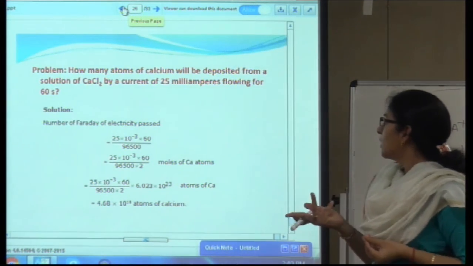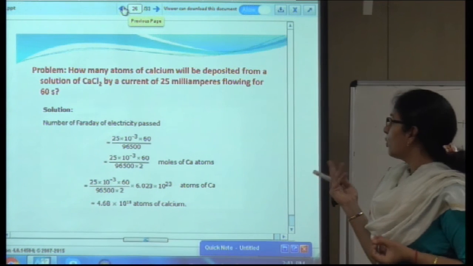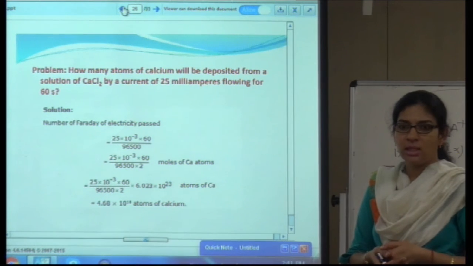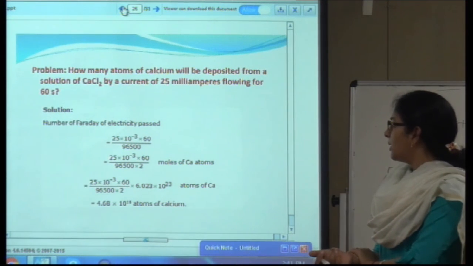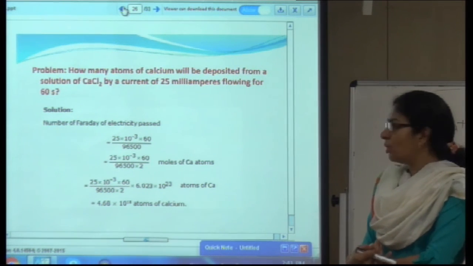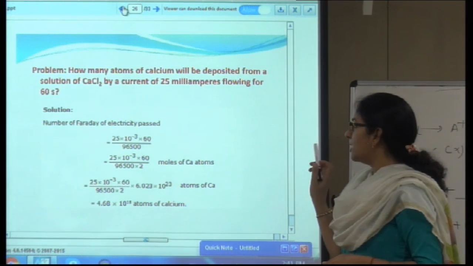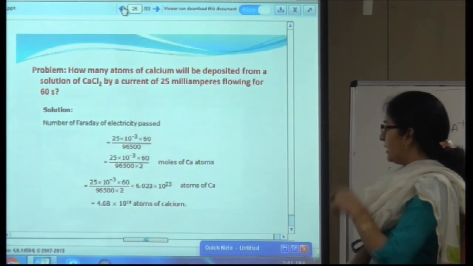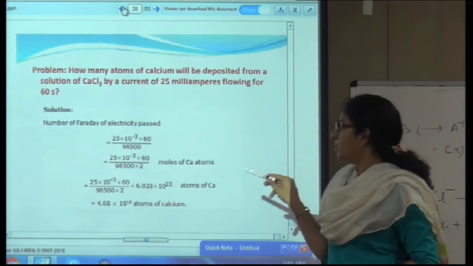How many atoms of calcium will be deposited from the solution of calcium chloride by a current of 25 milliamperes? So current is given to you, and time is given to you, so you can calculate Q. You have to calculate how many atoms of calcium. Atoms means moles, so the number of Faradays of electricity being passed is charge, current into time, divided by F.